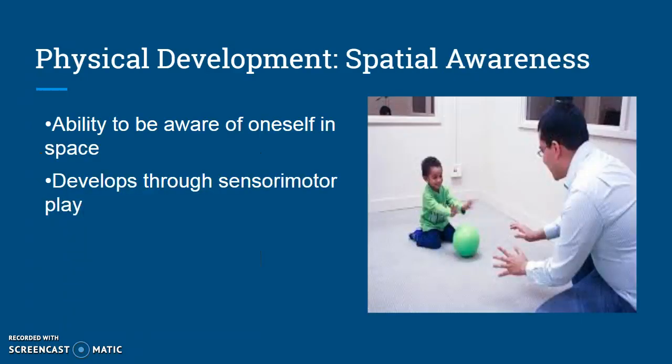Additionally, there are two other things that should be noted in terms of physical development, and the first one is spatial awareness. So spatial awareness is the ability to be aware of oneself in space, and this actually develops through sensory motor play, but is also reinforced through language. So when we think about how we reinforce this through language, it's through things like up, down, over, under, left, right, when we are talking about physical space and how your body moves in physical space. This also involves perceptual development, which we're going to talk about in a few minutes, and the motor systems working together.